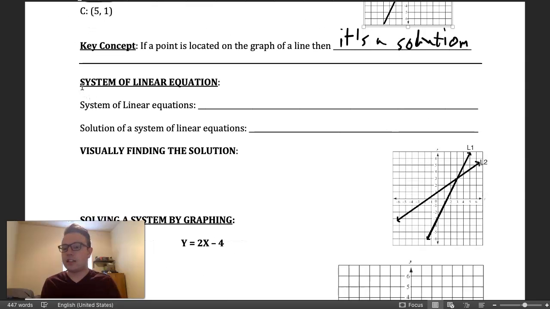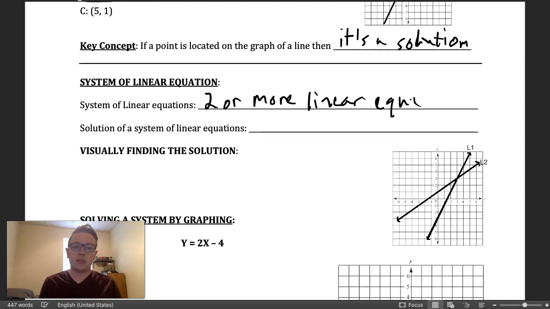Now, we're going to get into a system of linear equations. All a system of linear equations is two or more linear equations. So it means we're just looking at two, possibly three or four equations at the same time. What's the solution going to be? It's going to be what makes all equations true.